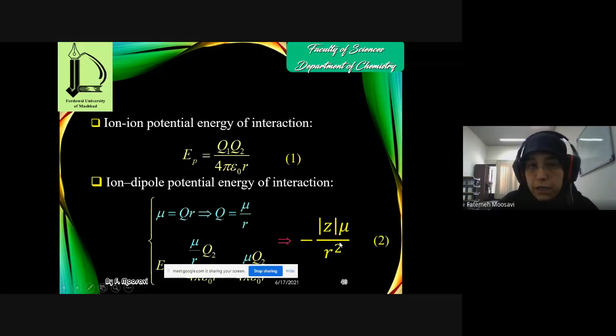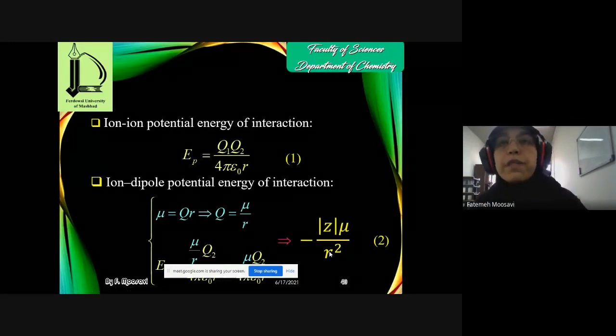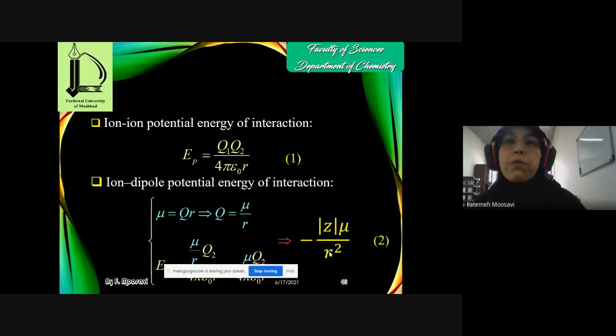Why? Because ion-ion potential energy interaction is proportional to the inverse of distance, while ion-dipole potential energy of interaction is proportional to the inverse of squared distance. So, ion-dipole interaction is significant only when polar molecules are very close to an ion. Even then, the interaction is still weaker than the interaction between two ions.